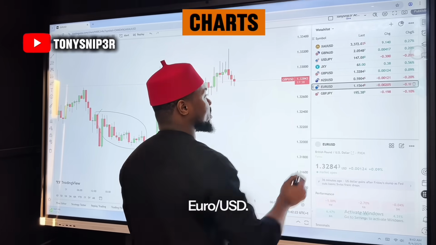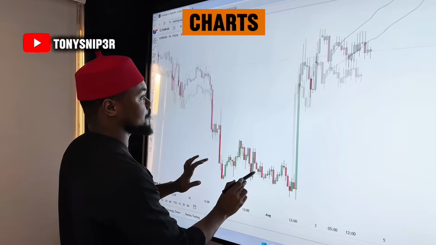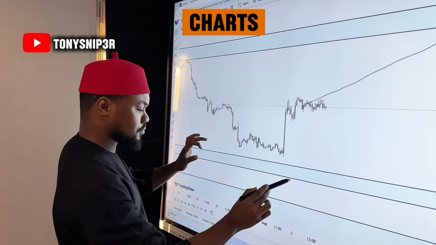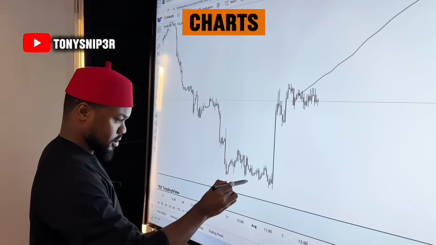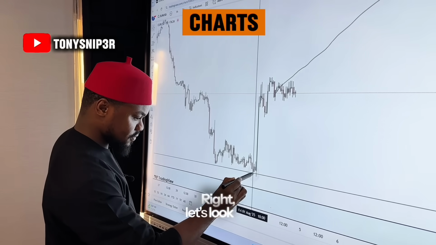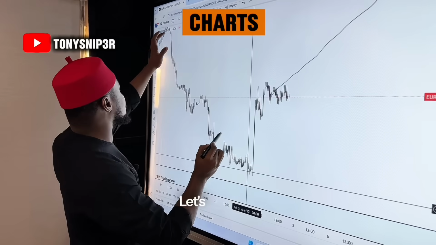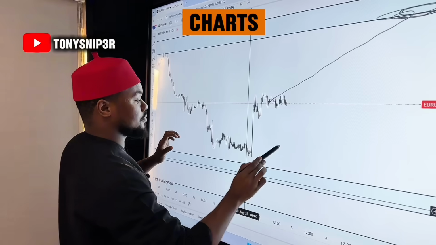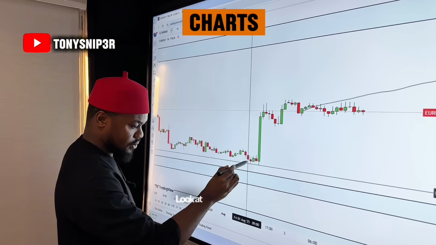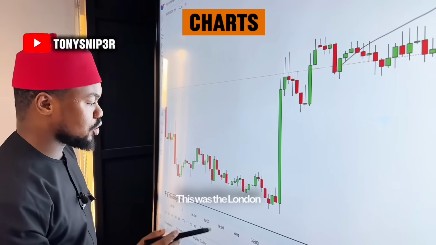Now, let's check Euro USD. Let's look for 7:30 also, okay? This is on the 25th, right? Let's look for 7:30. Let's go to the 1 hour time frame. Good. Now let's pay attention to this. Look at what happened here. This was the London Open, right?